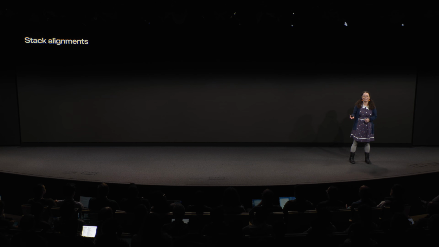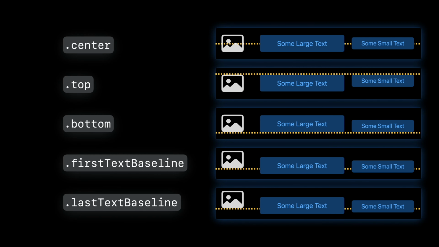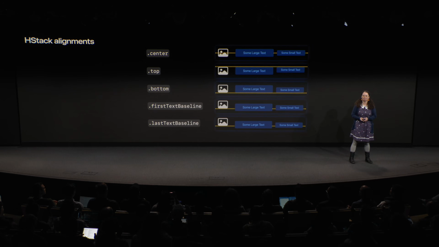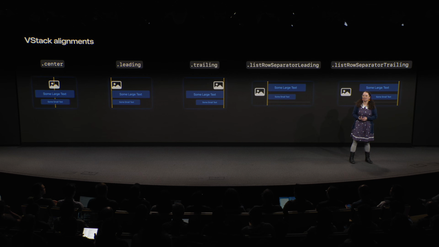Next are stack alignments. Stacks place their views to have matching alignment. The default alignment is center, but other alignments can be specified. In addition to center, the views in an HStack can also be vertically aligned at their tops or bottoms, and also on first text baseline or last text baseline. The views in a VStack can also be horizontally aligned at their leading edge, trailing edge, and others.